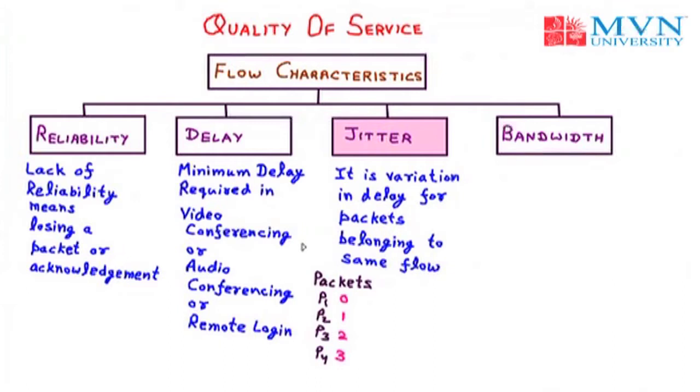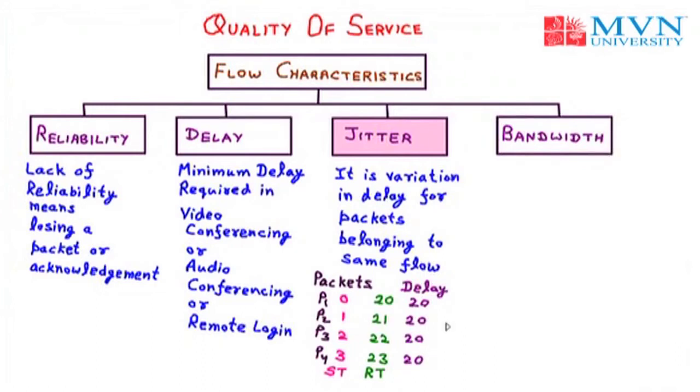These packets are received by the destination at, let us suppose, 20, 21, 22 and 23. These are the receiving times of the packets. We denote ST as the sending time and RT as the receiving time. The delay will be 20 minus 0, which equals 20. Again 21 minus 1 is 20, 22 minus 2 is again 20, and 23 minus 3 is again 20. That means the delay is constant, that is 20.